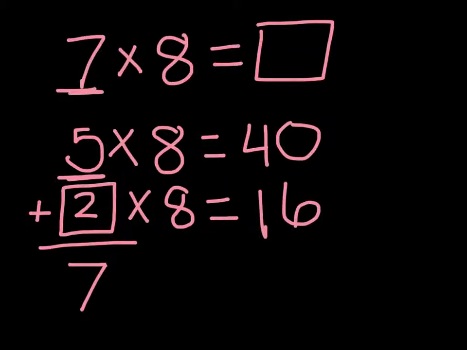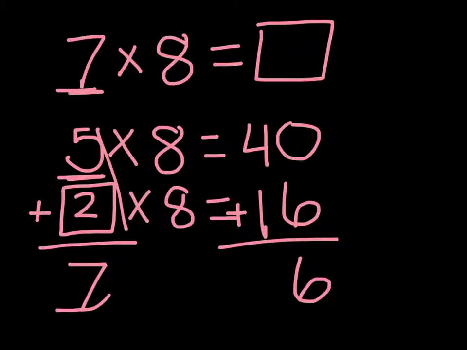Now, how do I finish solving this equation? That's right, we add. Since we add to get our total groups, we also need to add to get our answer, our product. So 0 plus 6 is 6, and 4 plus 1 is 5. So 7 times 8 is 56.